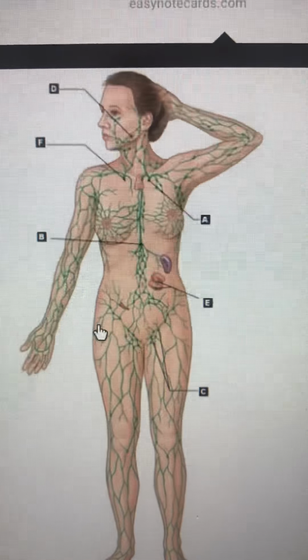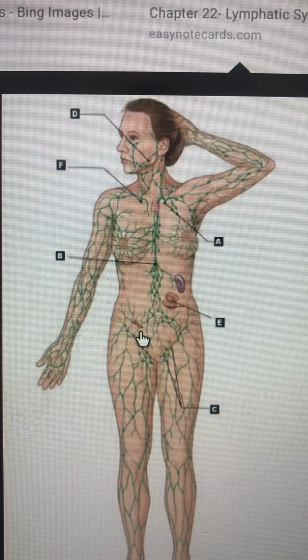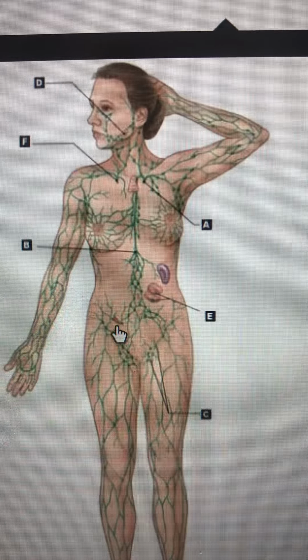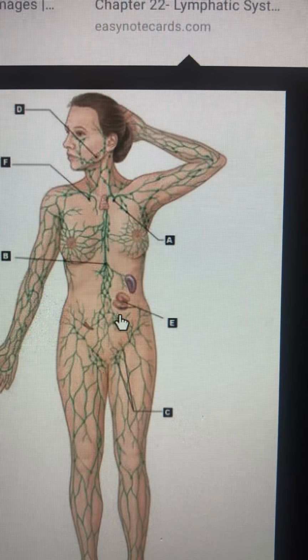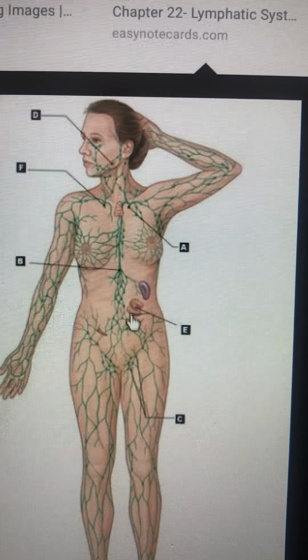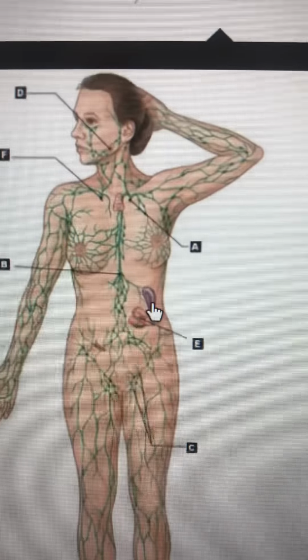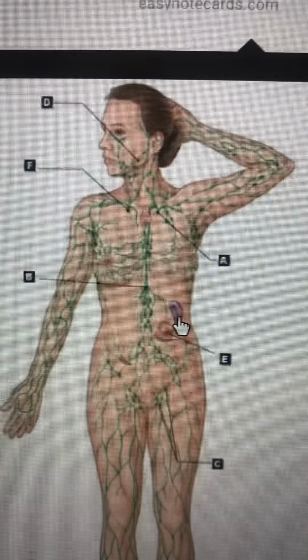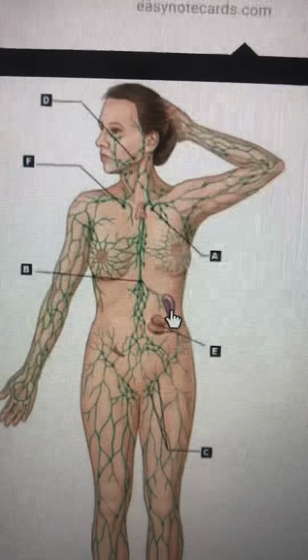I'm going to start at the lower right part of the body here. This structure here is the appendix. Right here in the intestine area, you can find the Peyer's patch. Right above it, this purple structure is the spleen that is actually attached to the stomach. You don't see the stomach in this diagram here.